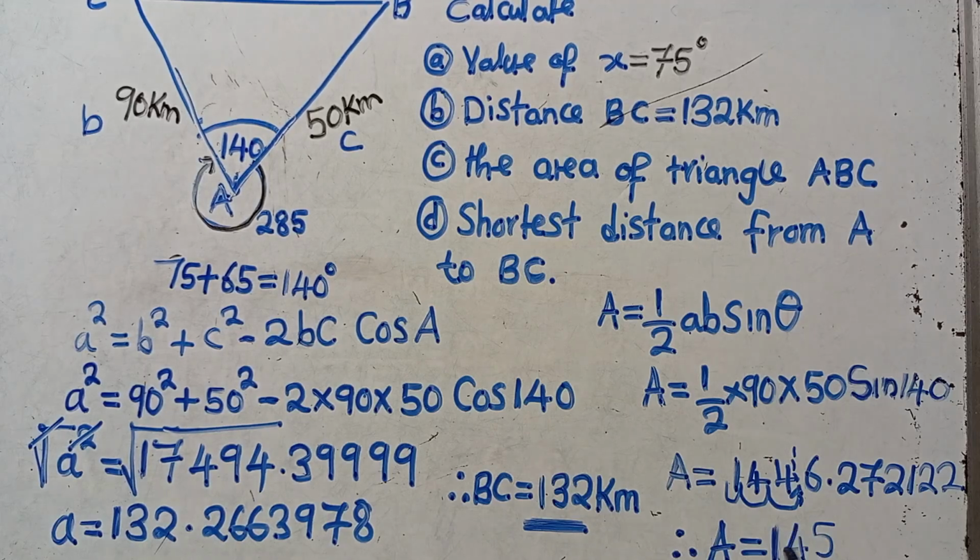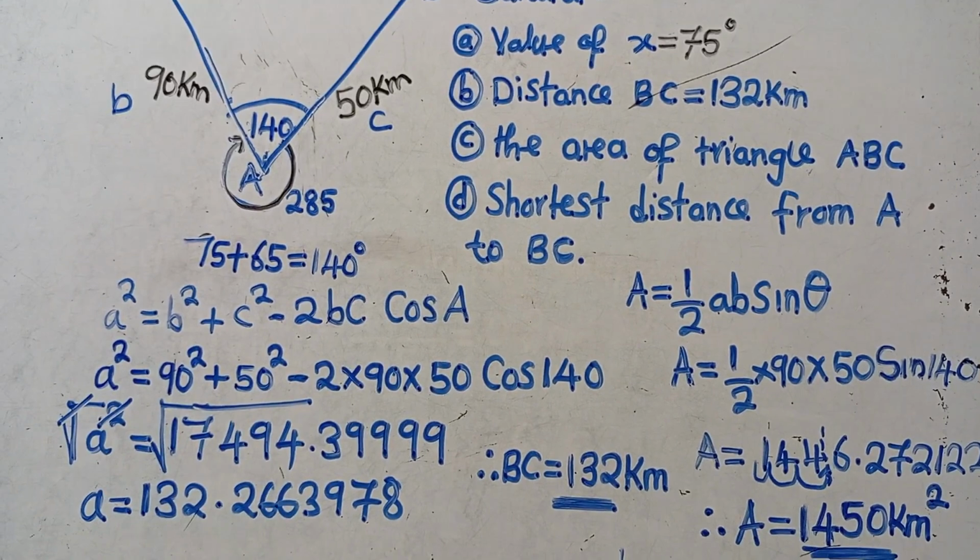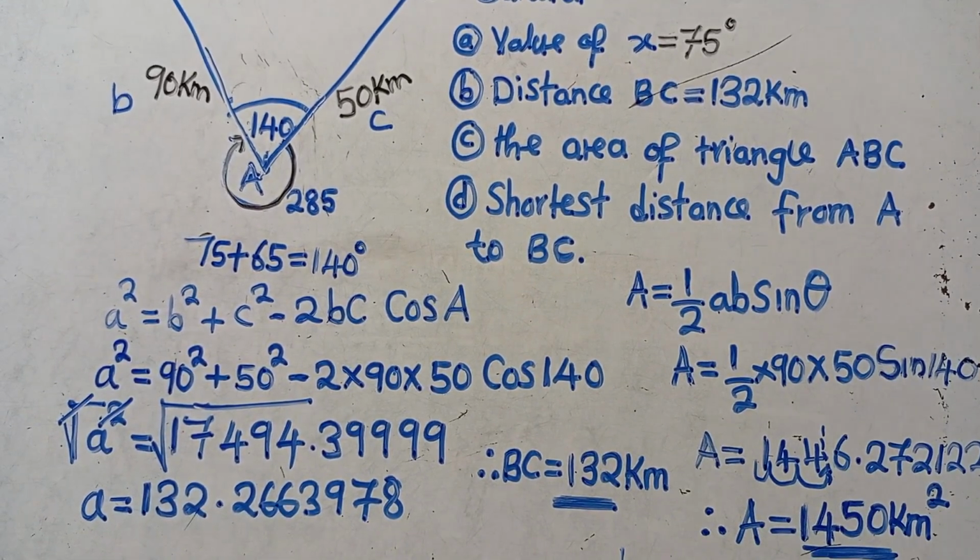So 1450, then I say kilometer squared. This is what you need to do. I guess some of you like putting your answers to 2 decimal places. It is just the same and okay, but these are the standard ones. This is how you are supposed to be answering questions that come in an exam, and these are the methods you are supposed to put in place.